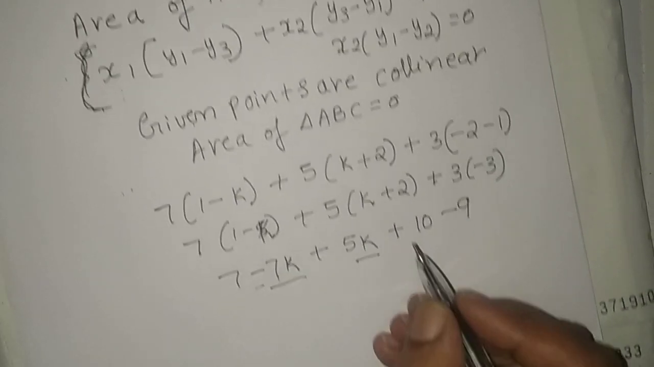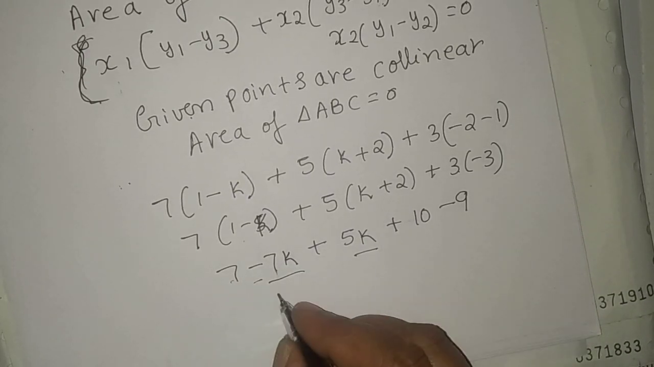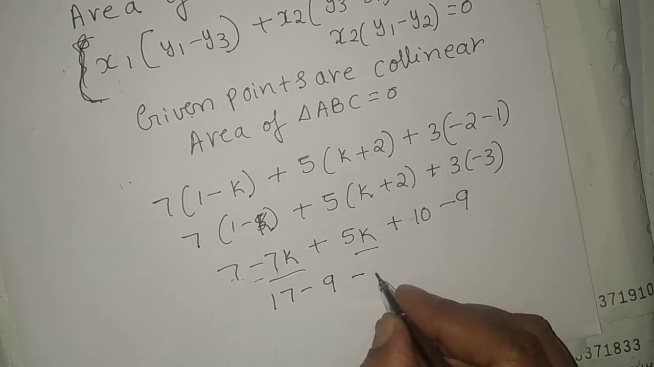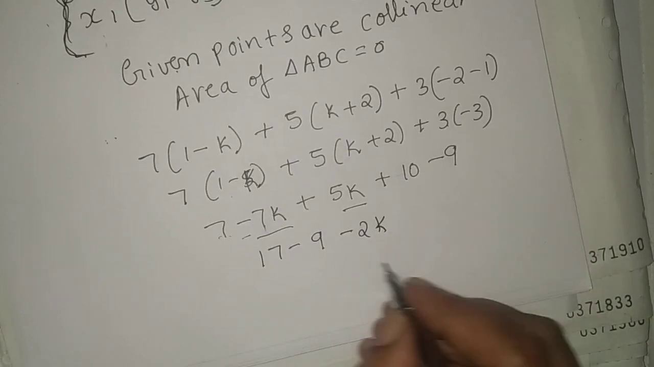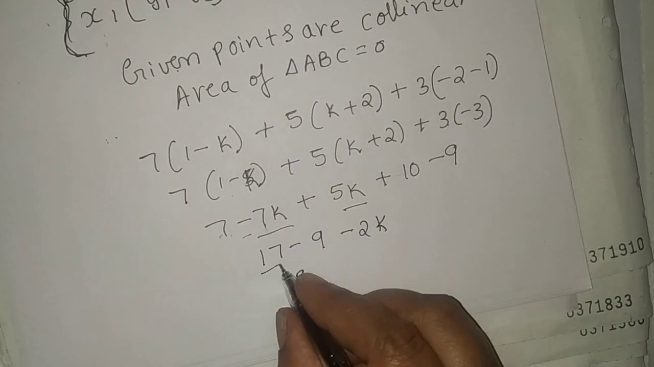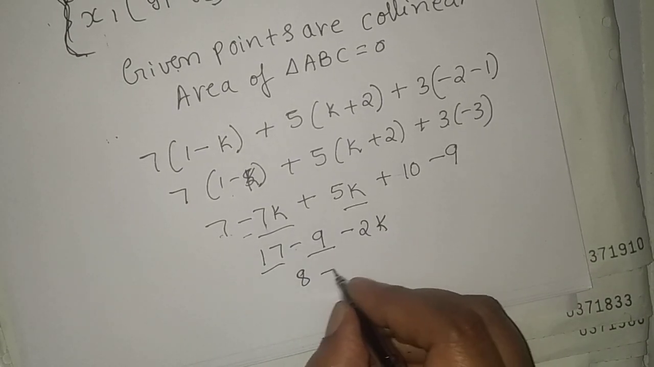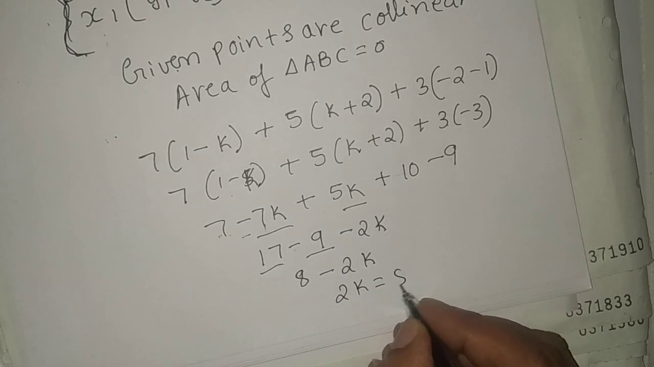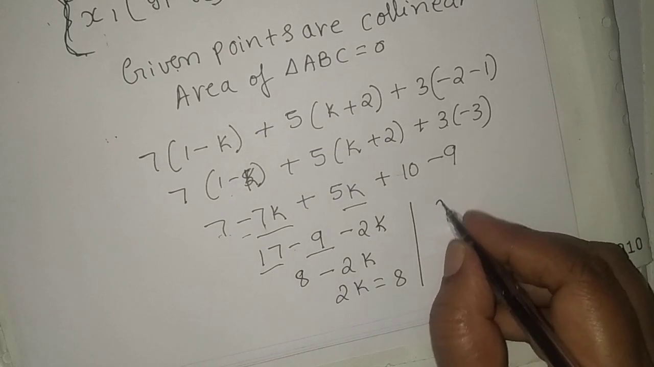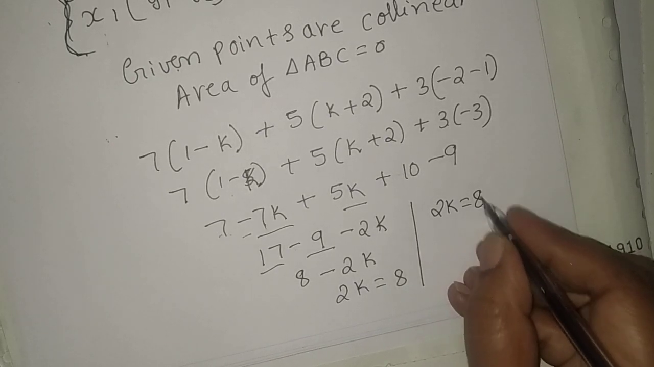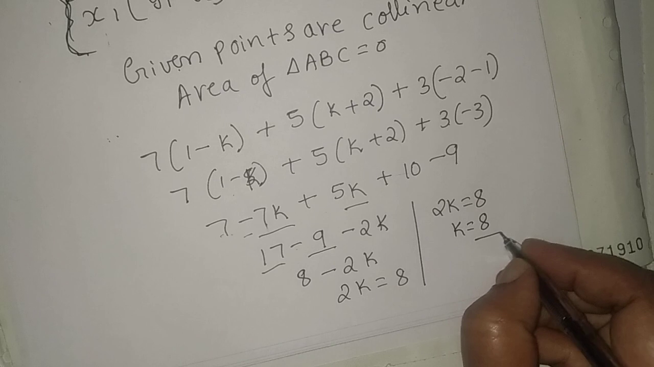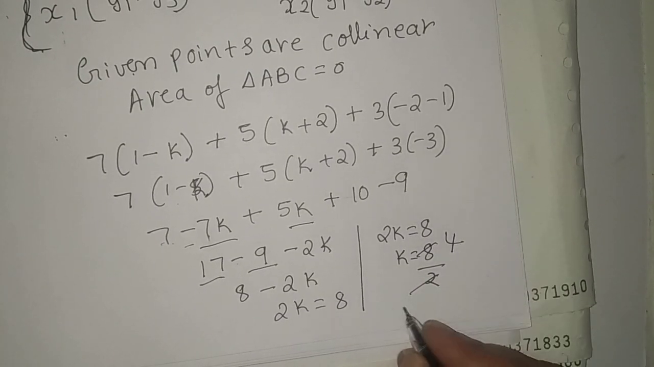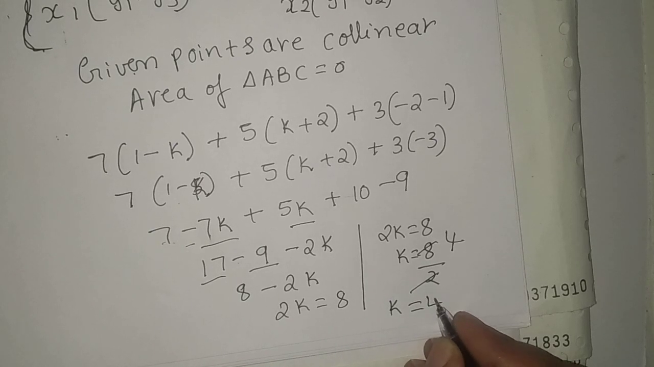So take all the unknowns to one side and all the numbers to the other side, add all this and simplify. We get 17 minus 9, that is 8 minus 2k. Finally 2k is equal to 8, which means k is equal to 8 by 2. So 2 fours are 8. Finally the value of k is equal to 4.